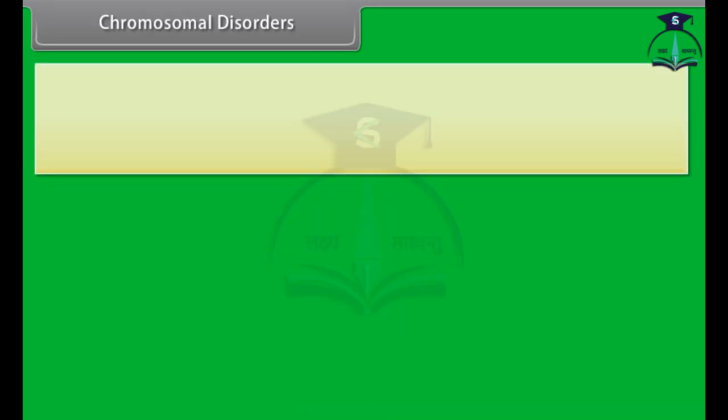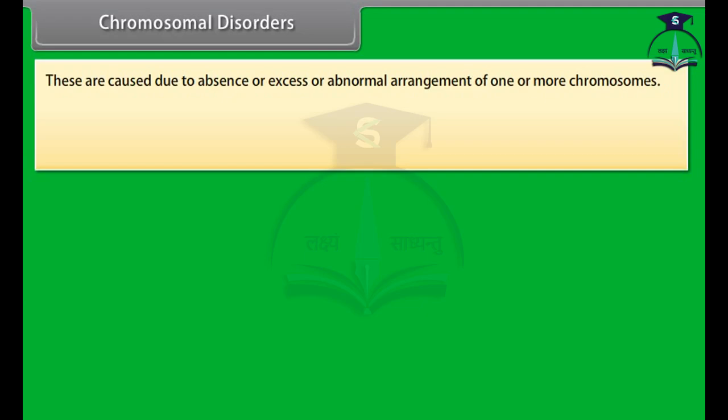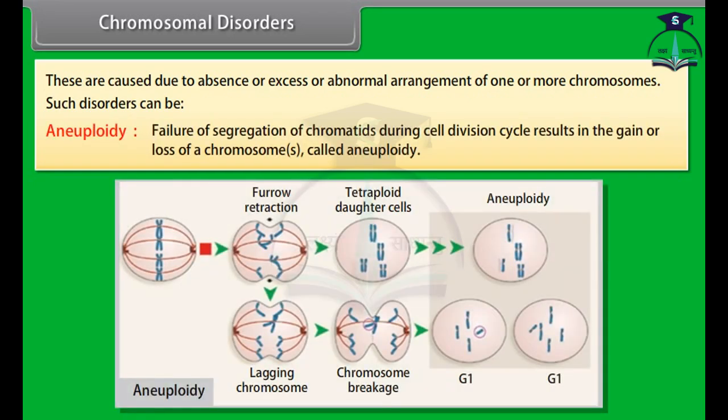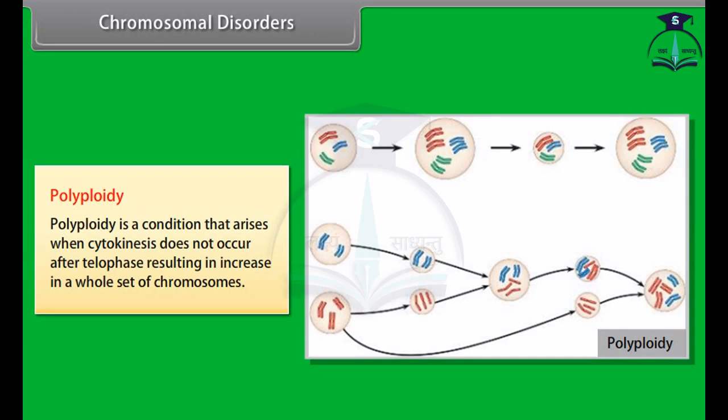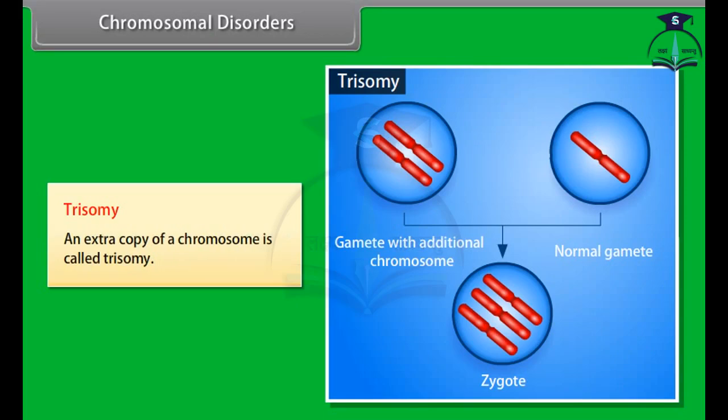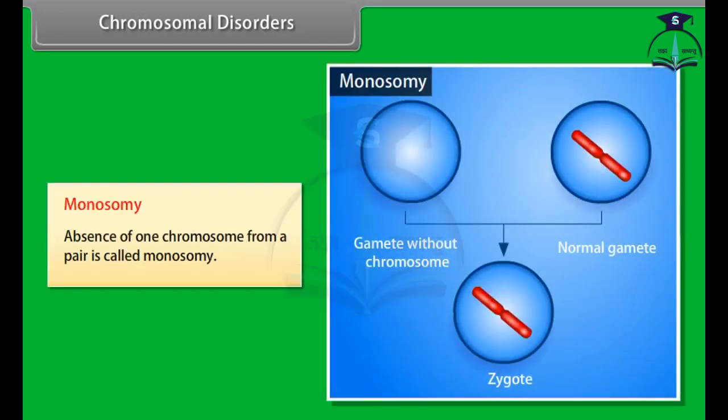Chromosomal disorders. These are caused due to absence or excess or abnormal arrangement of one or more chromosomes. Such disorders can be aneuploidy. Failure of segregation of chromatids during the cell division cycle results in the gain or loss of chromosomes, called aneuploidy. Polyploidy is a condition that arises when cytokinesis does not occur after telophase, resulting in an increase in a whole set of chromosomes. Trisomy. An extra copy of a chromosome is called trisomy. Monosomy. Absence of one chromosome from a pair is called monosomy.